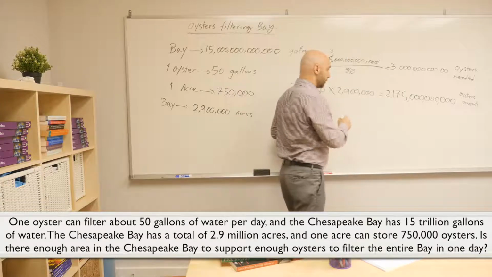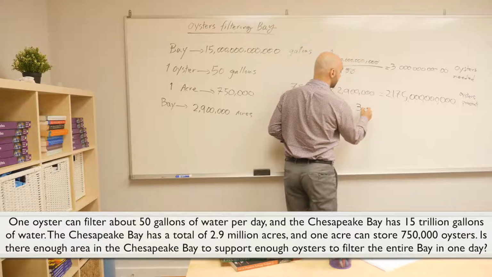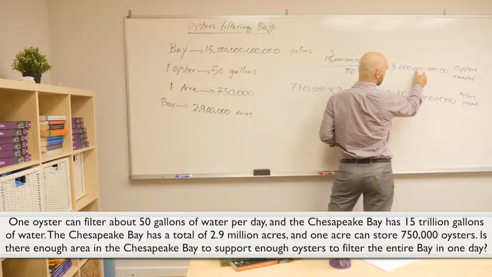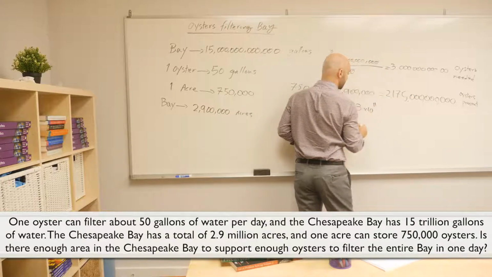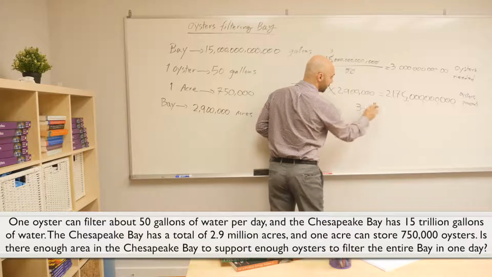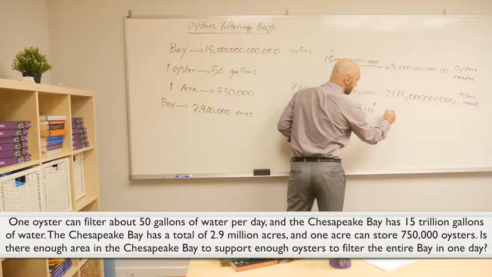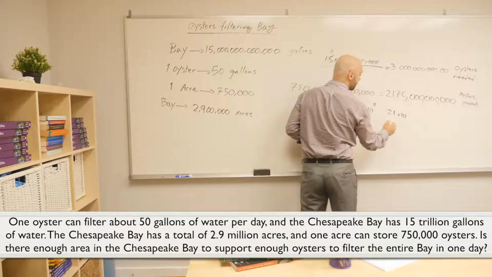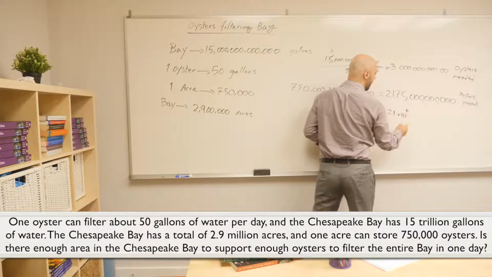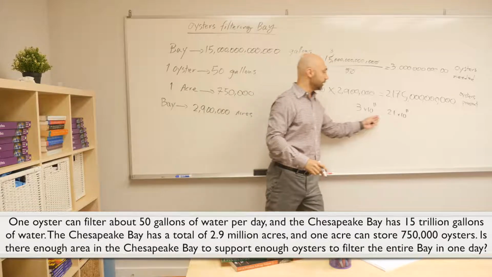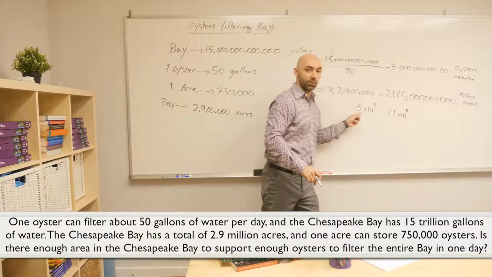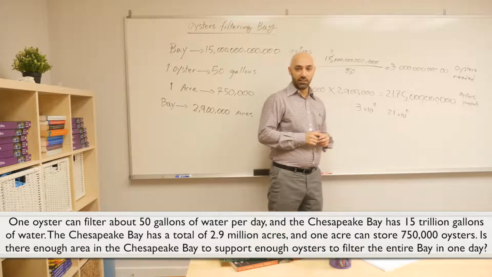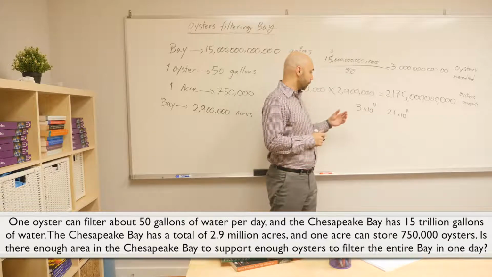So these two numbers can be compared as 3, and we write the number of zeros as the exponent for 10, which is 11. And the second one, we can go into scientific notation and say we have 2.1 times 10 to the power of 11. We want to make the number of zeros the same so we can compare the two numbers. So we see that the number of oysters present is 7 times more than the number of oysters needed.